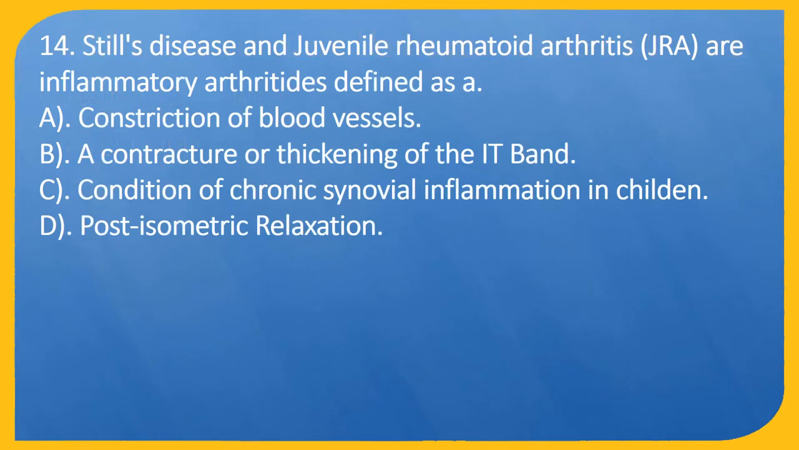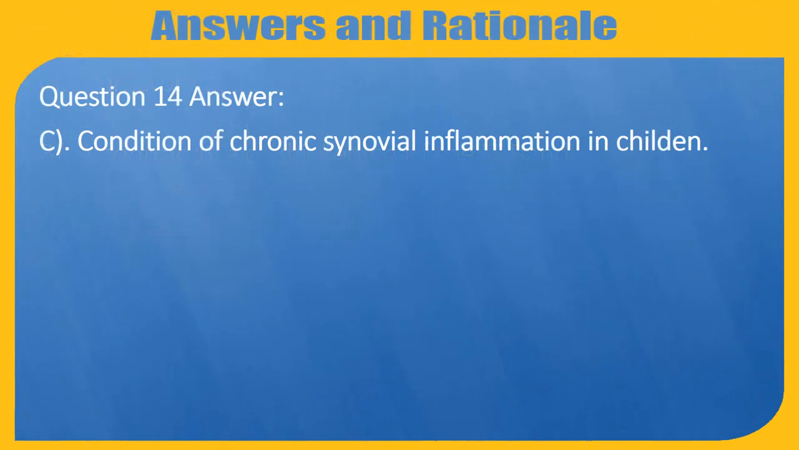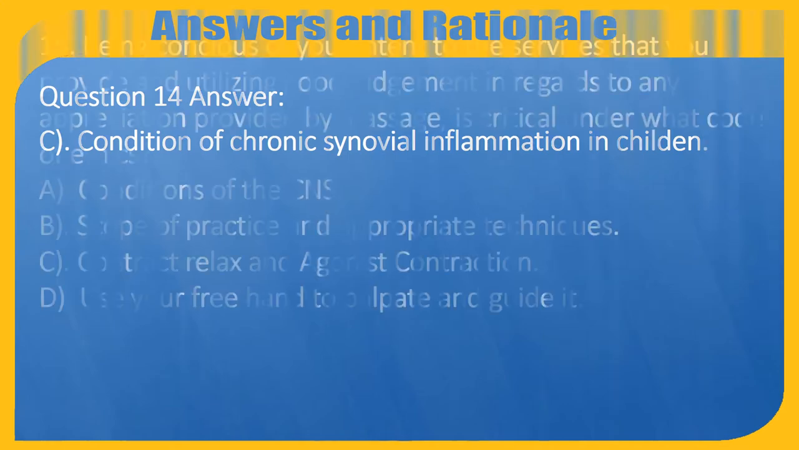Question 14. Still's disease and juvenile rheumatoid arthritis, JRA, are inflammatory arthritides defined as A. Constriction of blood vessels. B. A contracture or thickening of the IT band. C. Condition of chronic synovial inflammation in a child. D. Post-isometric relaxation. Question 14. Answer. C. Condition of chronic synovial inflammation in a child.